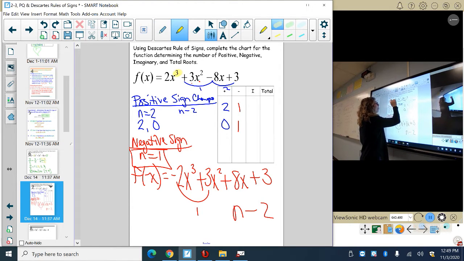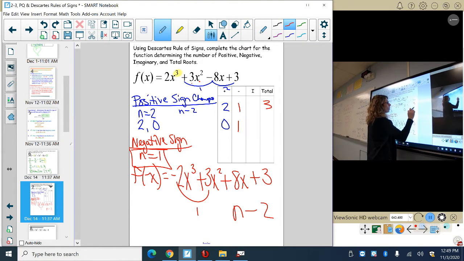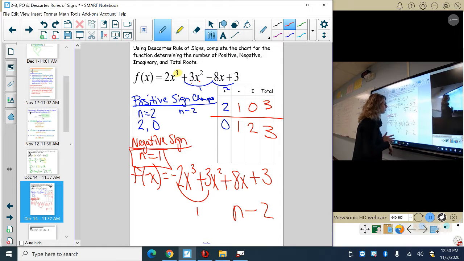My total is 3. So how many are left to be imaginary if I have 2 positive and 1 negative? 0 are left because I have to have a total of 3. How many are left to be imaginary if 0 are positive and 1 is negative? That leaves 2 to be imaginary.